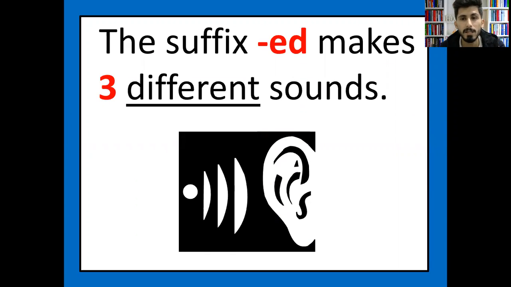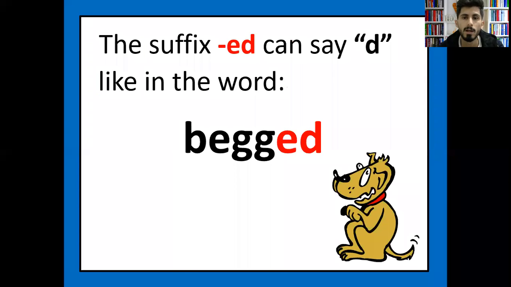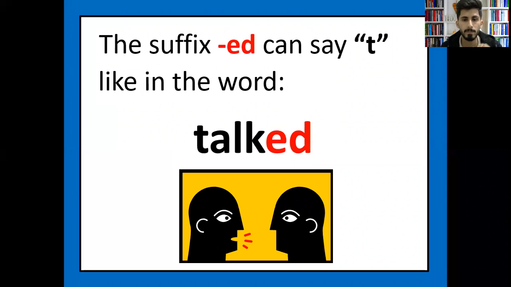The suffix ed makes 3 different sounds. We've got 3 different sounds when we add ed to the end of the words. It can be pronounced as d, just like in this word, begged. Can you repeat it after me? Begged, begged. Okay, here the suffix ed can also be pronounced as t. It's spelled ed, but it's pronounced as t, just like in this word. Just take a look.